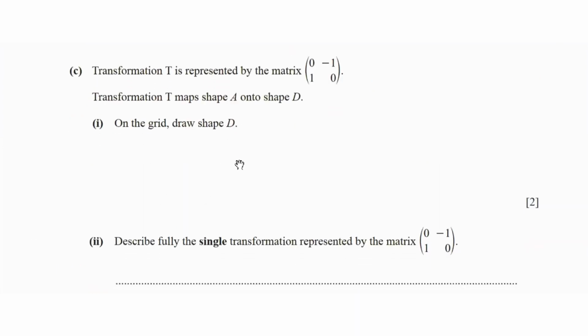Part C says transformation T is represented by the matrix (0, 1, negative 1, 0). Transformation T maps shape A onto shape D. On the grid, draw shape D. So in such questions, there's a formula that we're going to follow. When you're transforming a shape using a matrix, the formula that we use is matrix times the original shape equals the transformed shape.